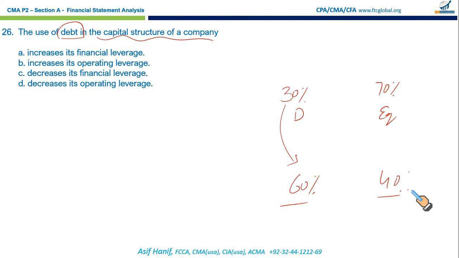It increases risk. Let us see each option one by one in the reverse order. When you use debt in your capital structure, it has nothing to do with operating leverage. It has to do with financial leverage. Operating leverage is not affected by financing choices. Operating leverage is driven because of fixed cost.